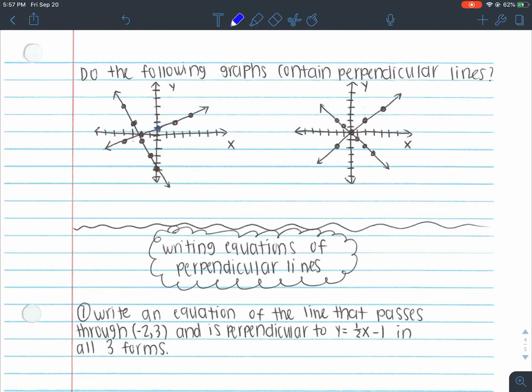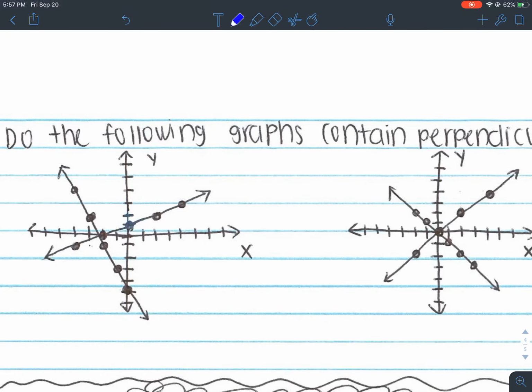So do these graphs contain perpendicular lines? Well, again, we can't just assume. Just like with parallel lines, we can't just assume by looking at it and saying, hey, they cross, must be perpendicular, or hey, they don't cross, must be parallel, right? You have to actually check your slopes.